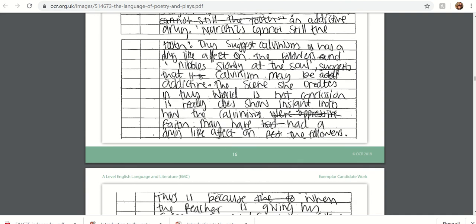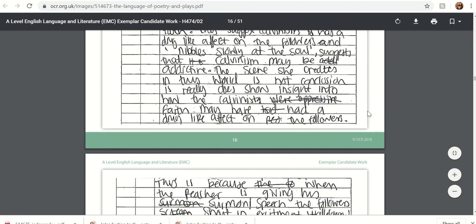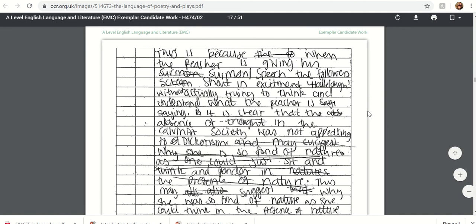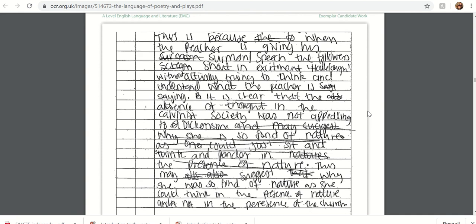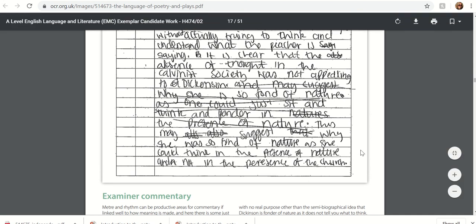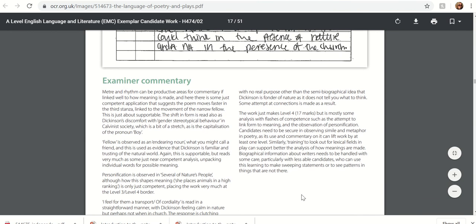The scene she creates in This World Is Not Conclusion really does show insight into how the Calvinist faith may have had a drug-like effect on the followers. This is because when the preacher is giving the sermon, the followers shout in excitement, "Hallelujah," without actually trying to think and understand what the preacher is saying. It is clear that the absence of thought in the Calvinist society was not appealing to Dickinson. This may suggest why she was so fond of nature, as she could think in the presence of nature and not in the presence of the church. Okay. So this is what the examiners have said.